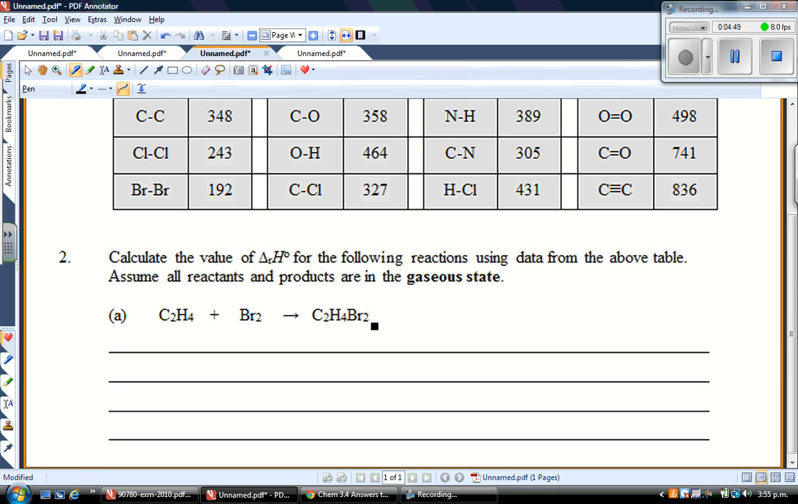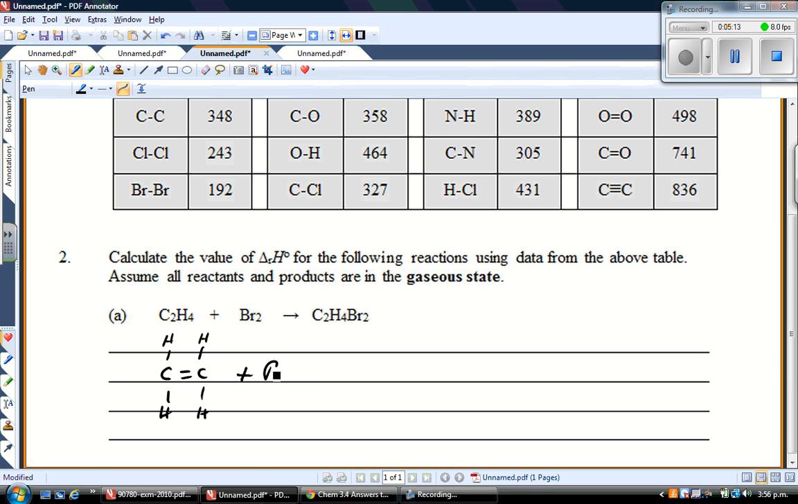So that's what we're going to do. What we're going to do, as I said, is take these condensed formulae and open them out into full structural formulae. So C2H4 is ethene, so we'll draw that out. Full structural formula, show every single bond because we need to identify the bonds that are being broken and the bonds that are being formed.